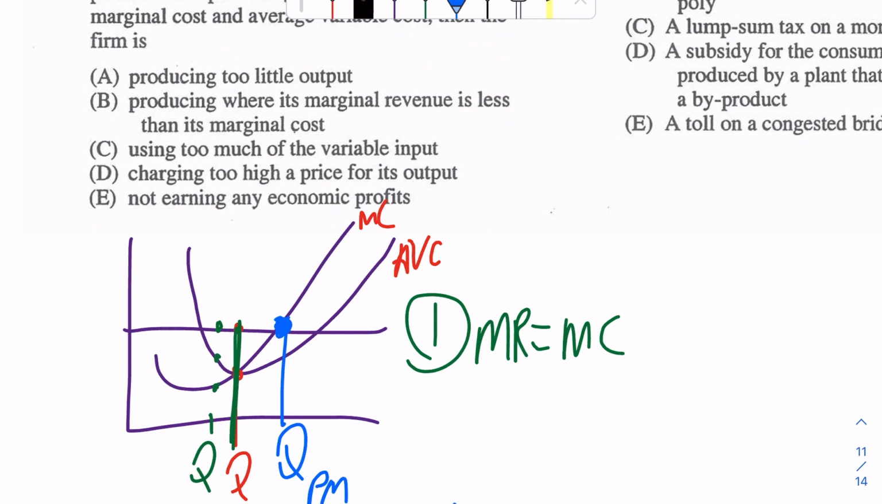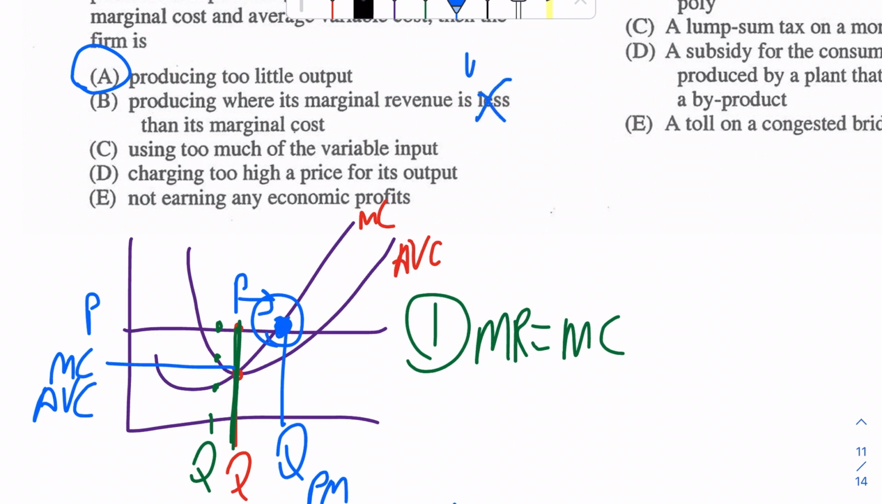So right now, you are producing too little. Because your price way up here is more than your marginal cost or your AVC, you need to increase your quantity to where you are MR equals MC. So right now you're producing too little. You're producing where marginal revenue is less than marginal cost. It's not true. It's actually more than. Using too much of the variable input. Well, actually, as we can see here, we're not using it enough.